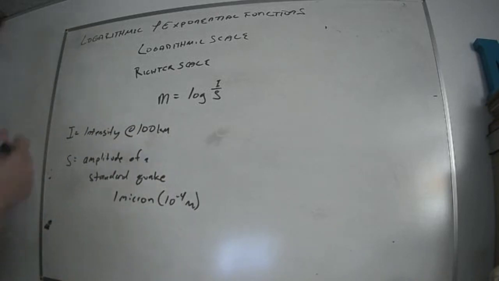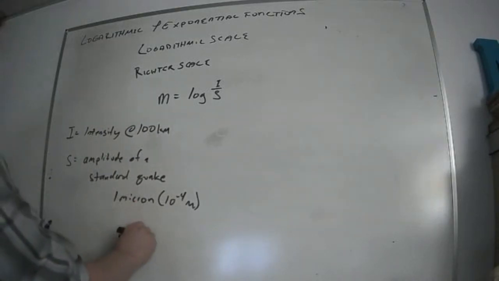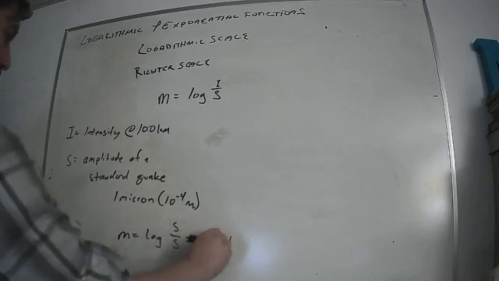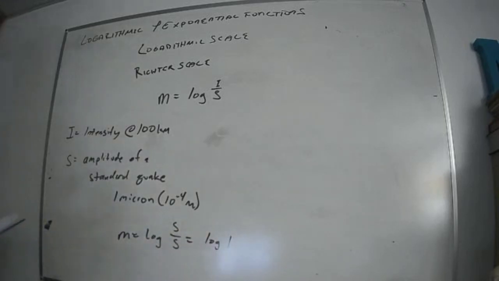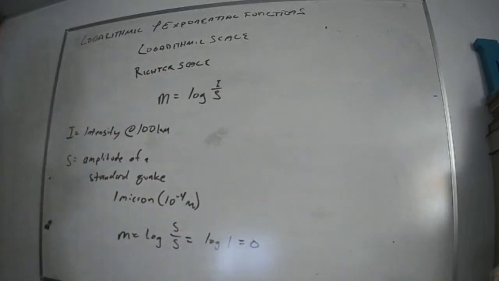if the intensity is equal to S, we have M equals the logarithm of S divided by S, which equals the logarithm of 1. Now, remember, these are exponents. So what is the logarithm of 1? The logarithm of 1 is 0. Why is the logarithm of 1 0?